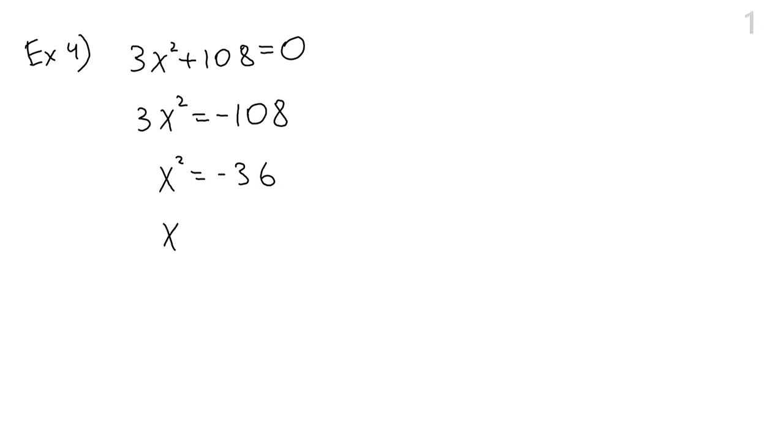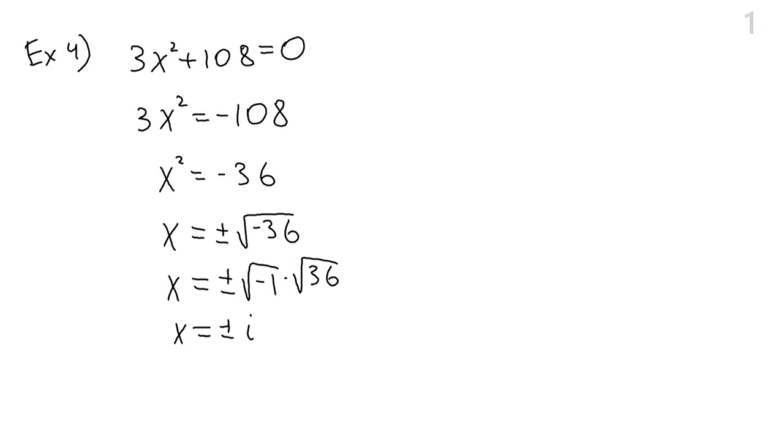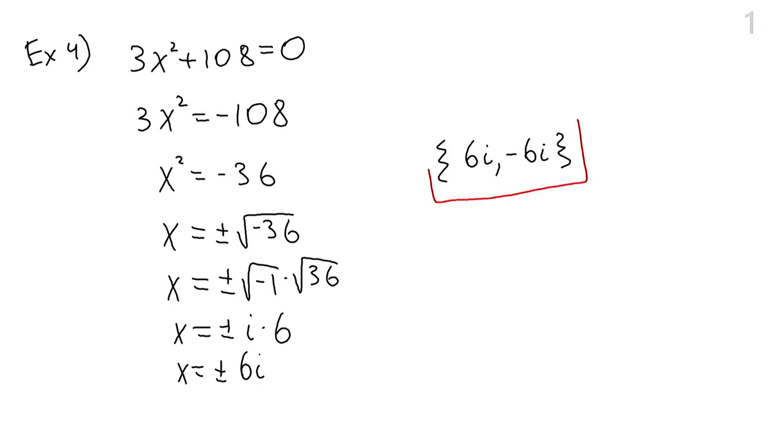And now I take the square root of both sides. This is going to be plus or minus radical negative 36. Now whenever we have a negative in the radical, that means our solutions are going to be complex numbers. And indeed, this is going to be radical negative 1 times radical 36, which is going to be plus or minus i times 6. So x is plus or minus 6i. 6i is a little bit more conventional to write than i times 6. And so the solutions are going to be 6i and minus 6i, two complex solutions.